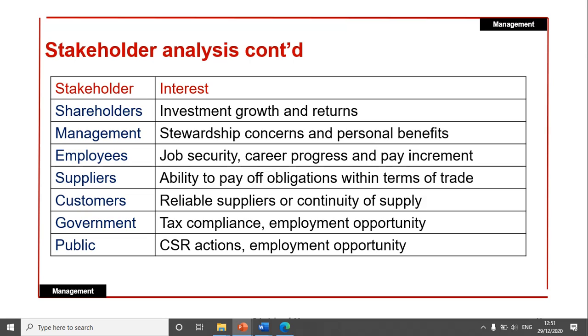Their interest, of course, or their objective is that their investment should increase or grow, but they also want to get returns on their investments. They would react if their interest is not met. Their reaction would include the selling of shares if you're dealing with a public limited company.